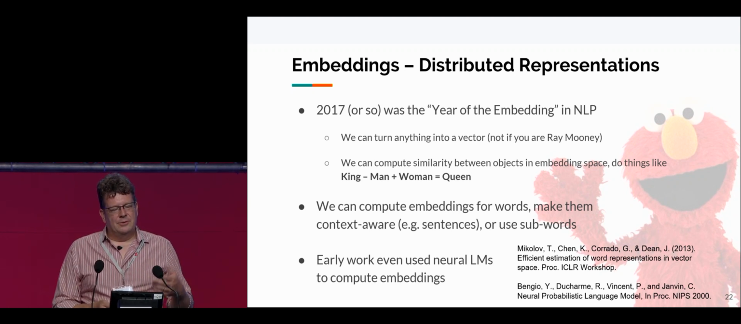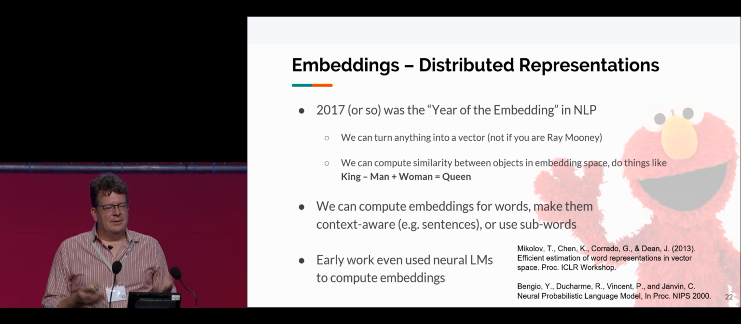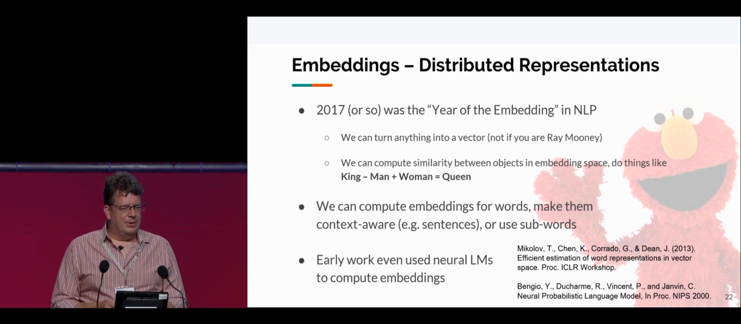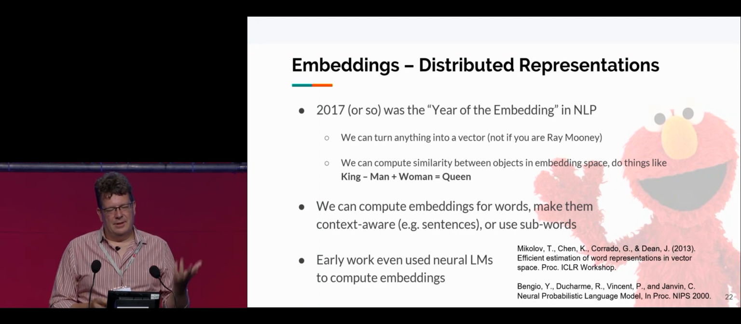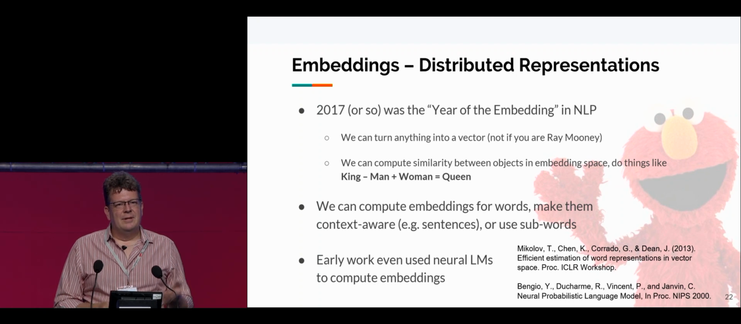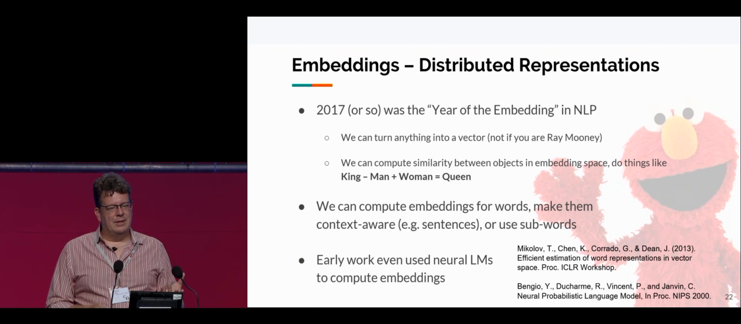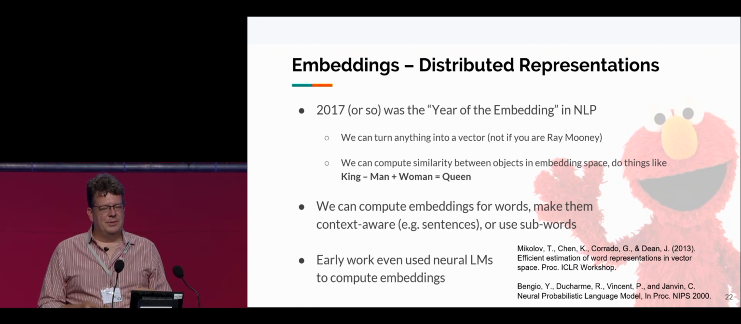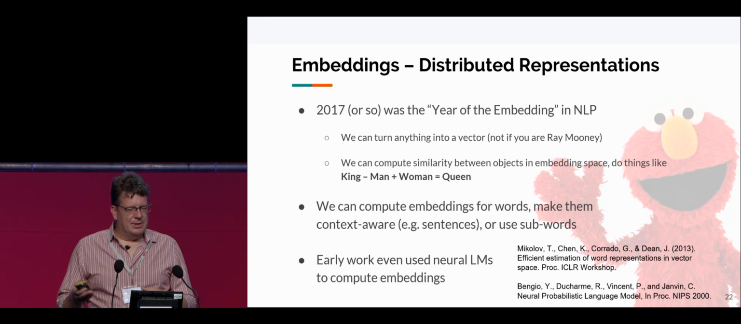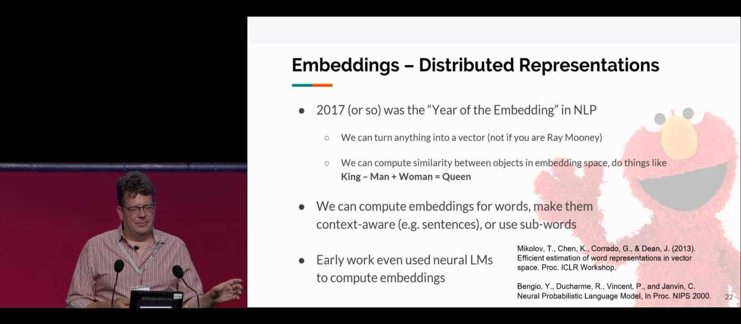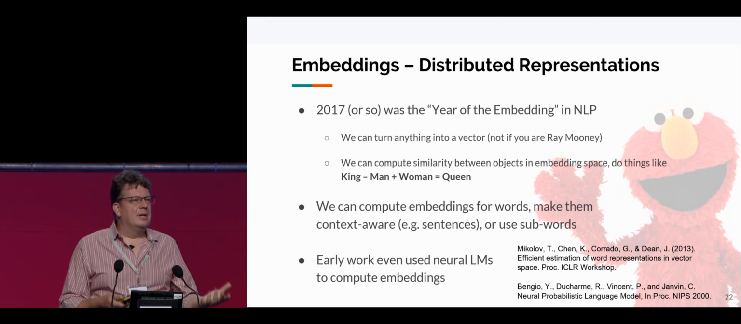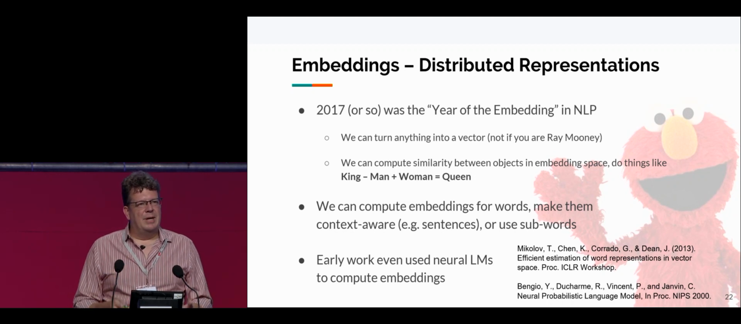So really, since 2017 or so, 2017 could, I think, be called the year of the embedding, and you know that you can turn anything into a vector. Maybe Ray Mooney doesn't believe it, and I'm not sure if you can really say it, but a lot of information can be compressed into a single vector, and using embeddings, we can compute similarities between objects, much like taking the embedding for king minus the embedding for man plus the embedding for woman becomes the embedding for queen. So it's a very semantic and a very rich representation that we maybe also want to use for speech recognition.